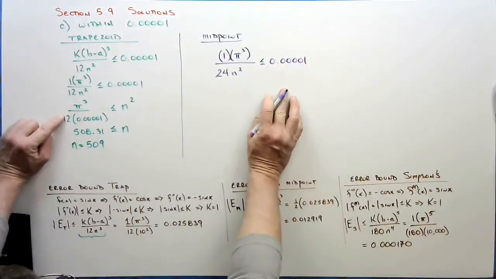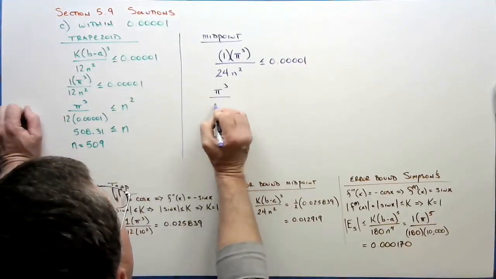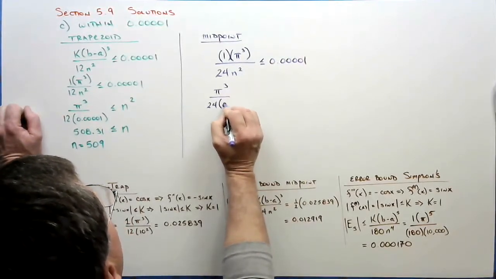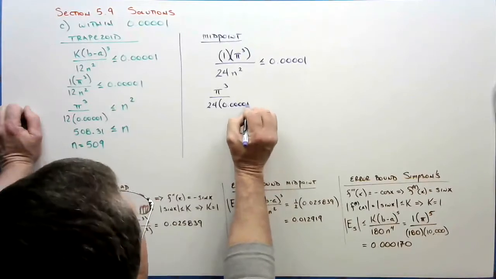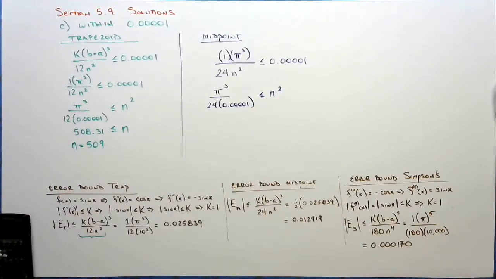0.00001. We know from our arithmetic down here what we're going to get, right? We're going to get pi cubed divided by 24 times 0.00001 less than or equal to n squared. So if we do that arithmetic, we got pi cubed divided by 24 divided by 0.00001. And now we need the square root of that, so we'll raise that to the half power.